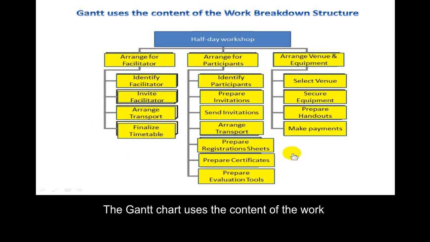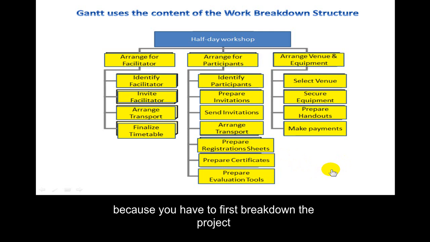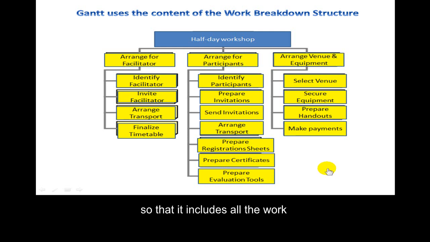The Gantt chart uses the content of the work breakdown structure. Remember, when we talked about the work breakdown structure, we said that it is probably the foundational tool for detailed project planning, because you have to first break down the project so that it includes all the work that's necessary during implementation. So all of the details then become the vertical column on the Gantt chart.